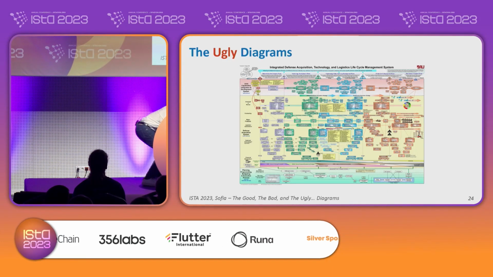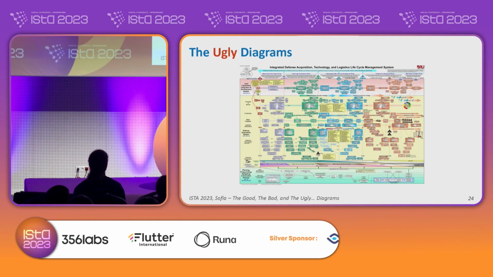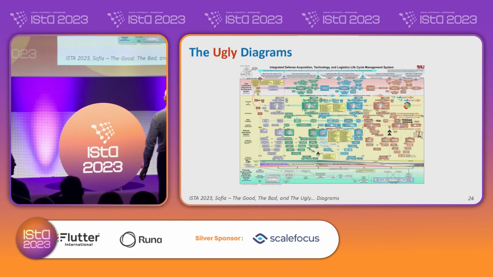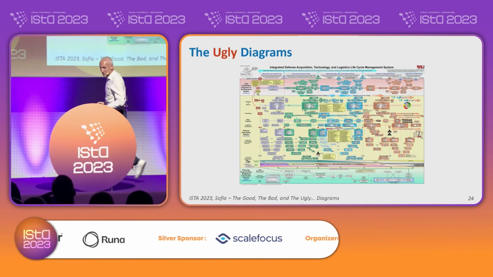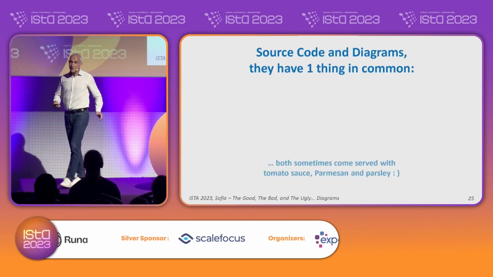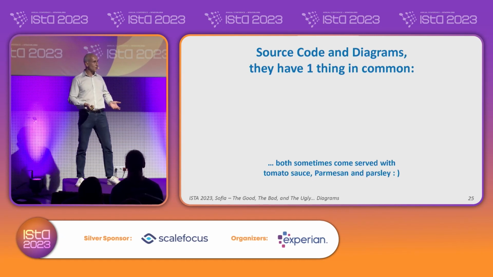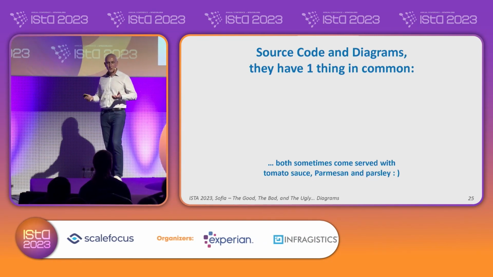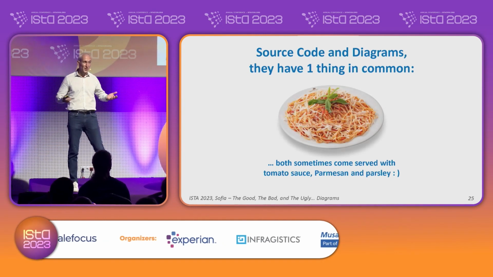Great. I have a book for you for diagrams. Here you are. My pleasure. So, actually, the common thing that I was looking for is that they both, at sometimes, they come served with tomato sauce, parmesan, and parsley, spaghetti.